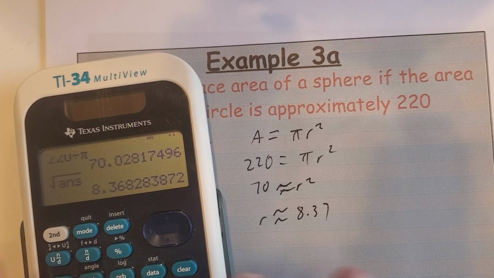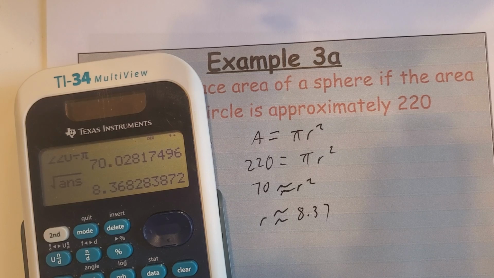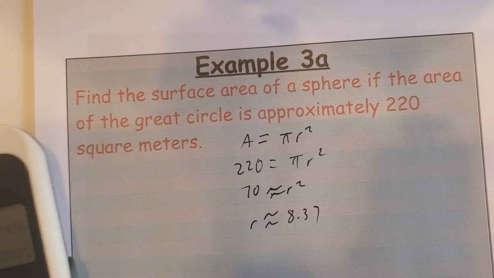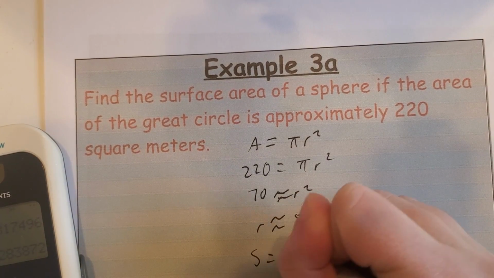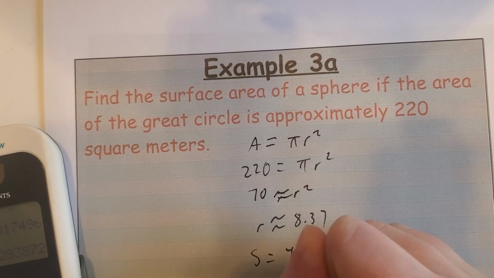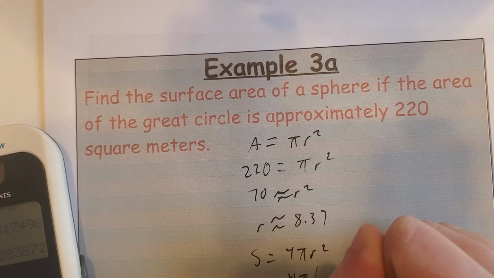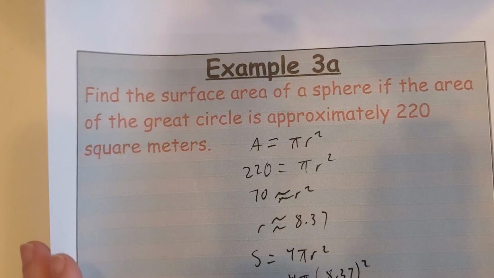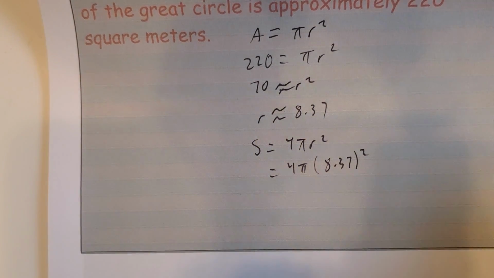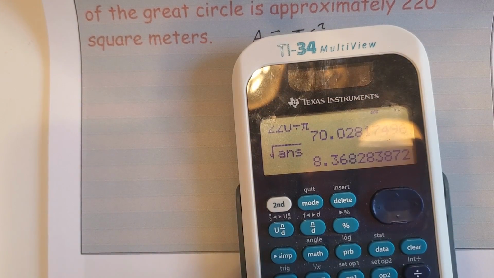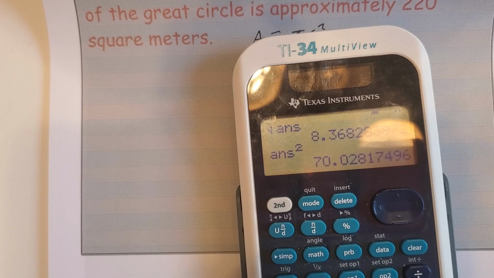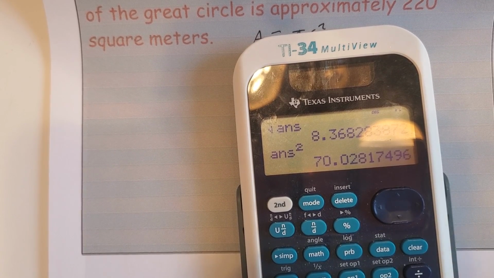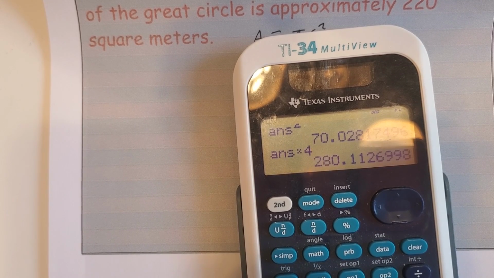All right. Oh, so then we just do surface area. So surface area is 4 pi r squared. So this is 4 pi times 8.37 squared. I'm going to move this up a little bit. Again, I'm going to leave this in the calculator. I'm going to square this, which just undoes what I did when I took the square root of it. So you're going to get the exact same approximately 70. And then multiply that by 4.